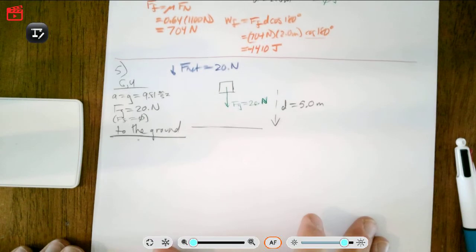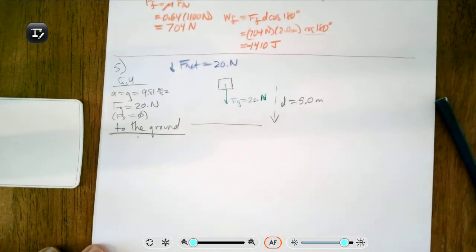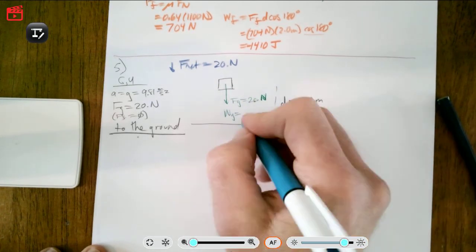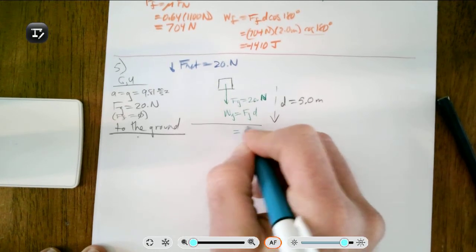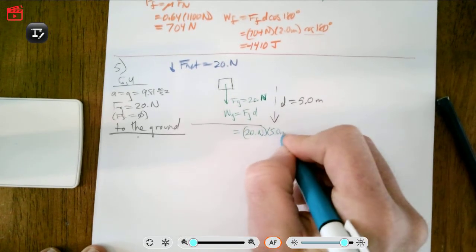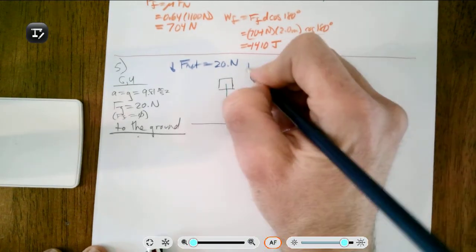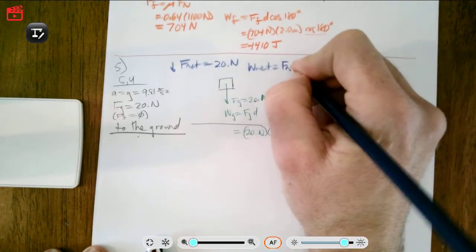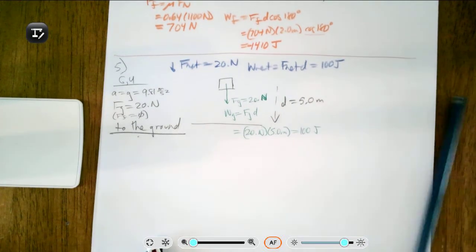Alright, let's go back over here. So, what do we got? Let's do the works. Work gravity is going to be Fg d. The two of these are aligned, so good to go. 20 newtons times 5 meters, 100 joules. The net work is, of course, the sum of the individual works, or F net d, which in this case will also be 100 joules. Boom, done.